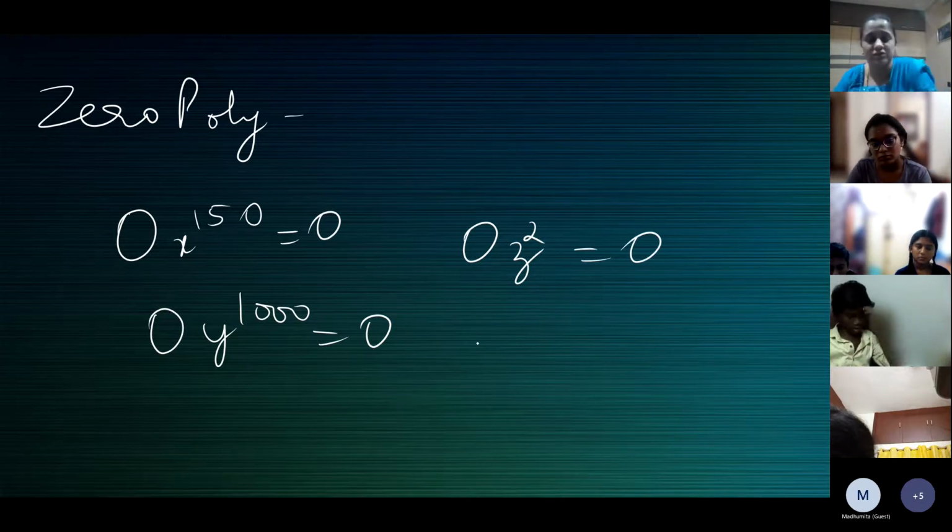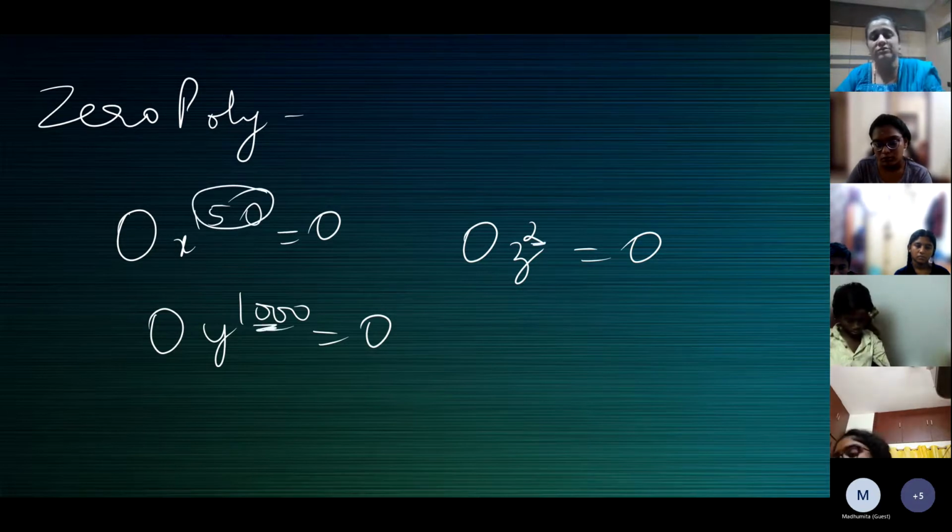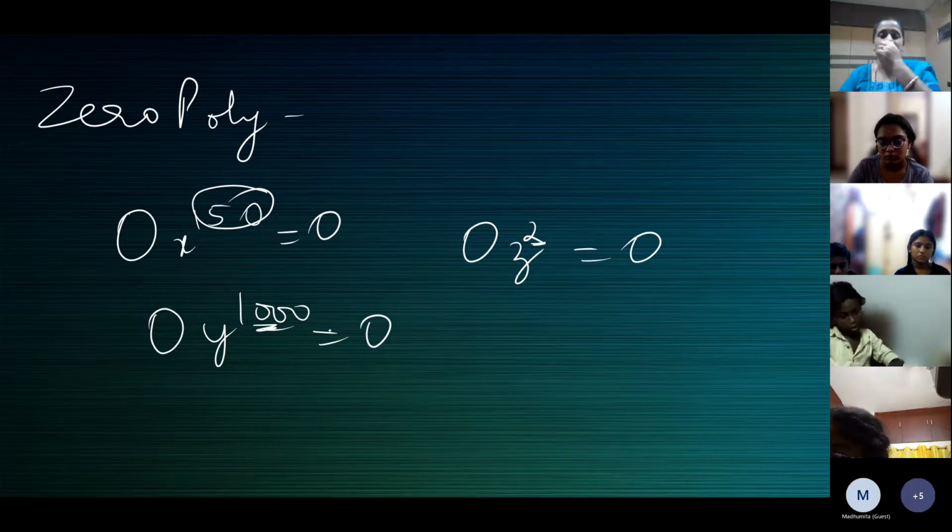I'm repeating what we understood earlier. So for one, the degree is 150. For somebody, the degree is 1000. For somebody, the degree is 2. But the answer should be only one answer. The degree cannot be many answers. So we say that the degree of a 0 polynomial is not defined.